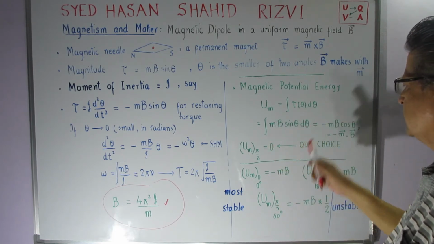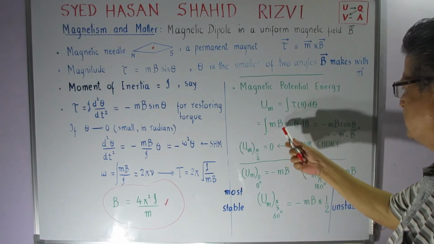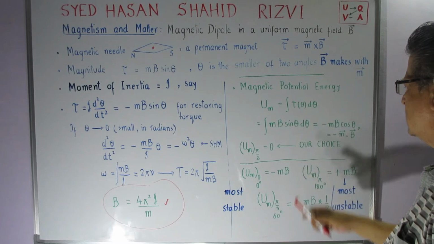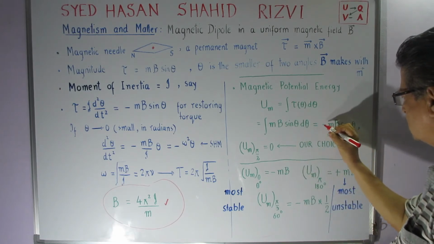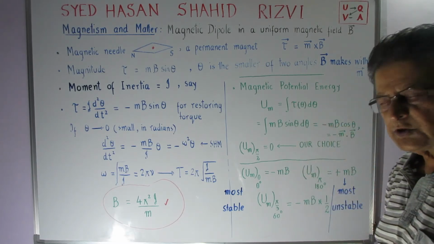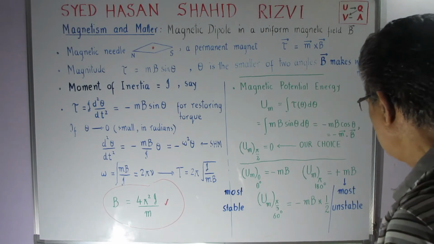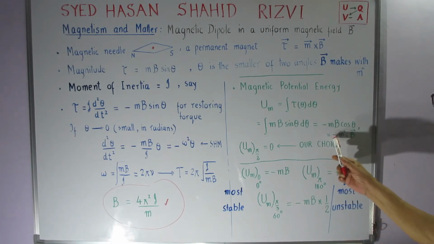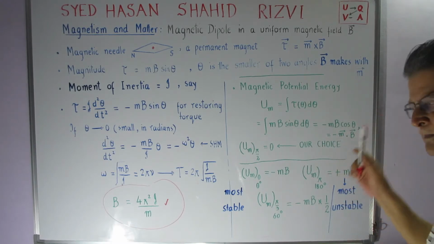mb sine theta d theta. Pour m, pour b, they will come out. And the integral of sine theta d theta turns out to be equal to minus cos of theta. This you should remember. That's not my problem, that's your problem. If you don't remember, it's your problem. So this is equal to minus m dot b.